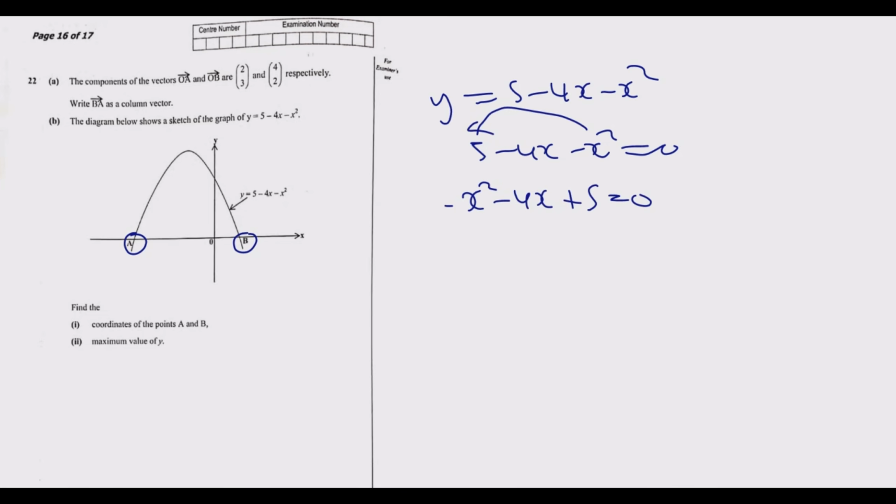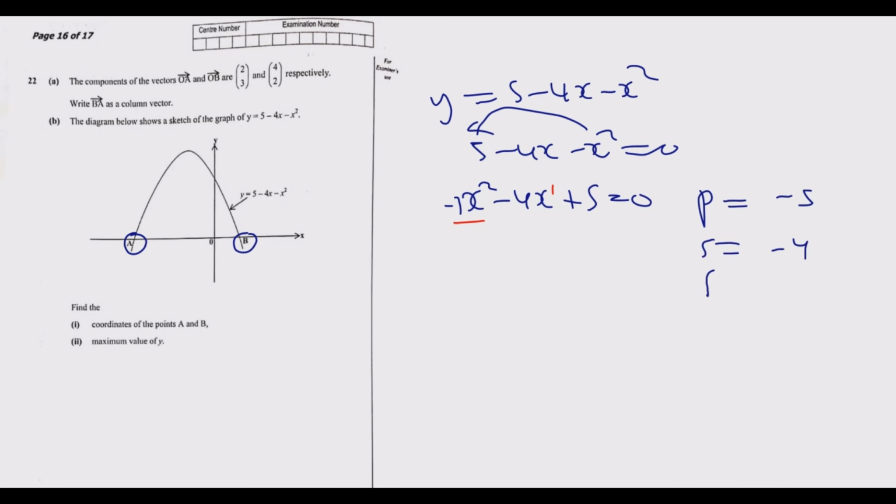Since the highest power is 2, then we have 1, then 0, this is a quadratic equation. Remember, the highest power here is 2, then we have x to the power 1, then x to the power 0, which is 1, times 5. In this case, the product is negative 5, which is negative 1 times 5, then the sum is negative 4.